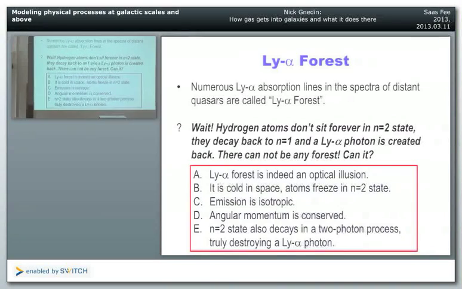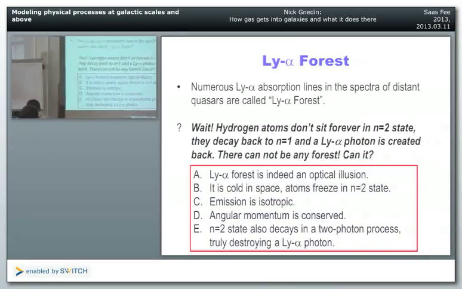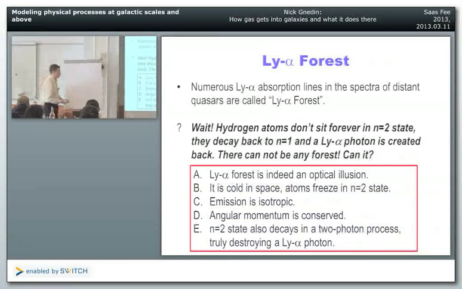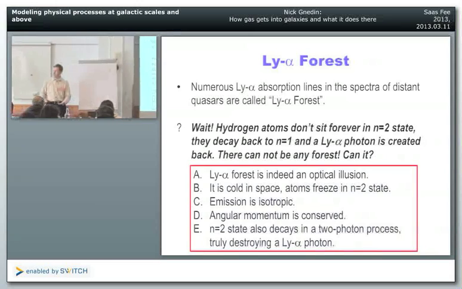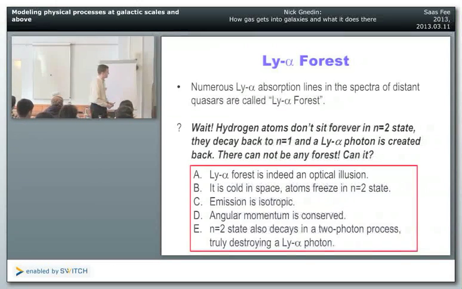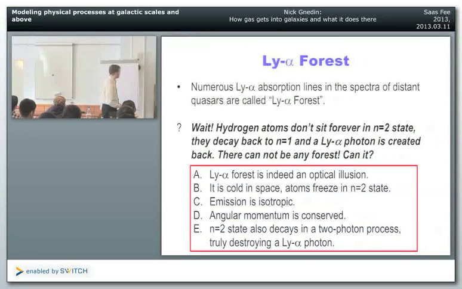So do you understand the question, right? So I have a photon, the photon hits the atom, it goes to n equal 2, it sits there for a little while, then it goes back, you get the photon back, right? So you don't actually absorb the photon. Right? So how can there be any Lyman forest if you actually don't absorb the photons? Right? So 5 questions, 5 answers.